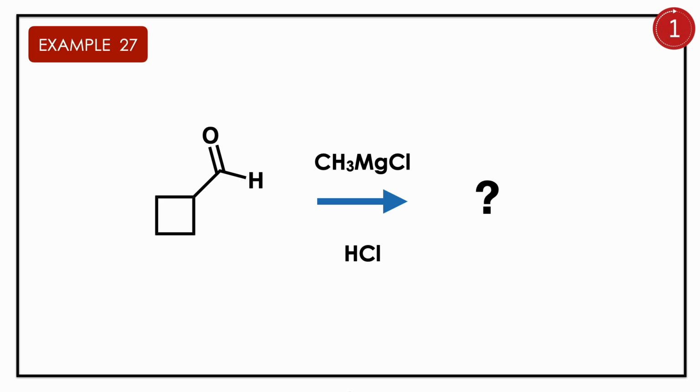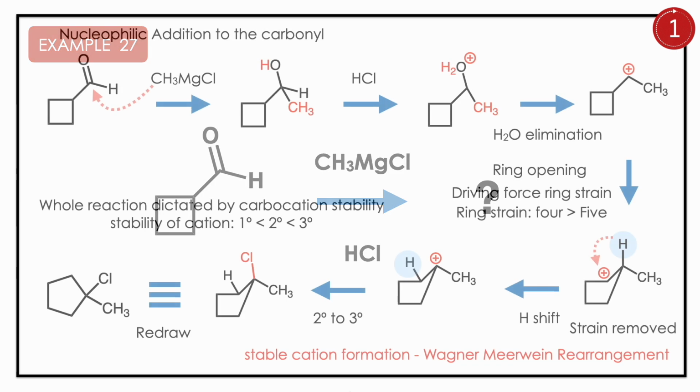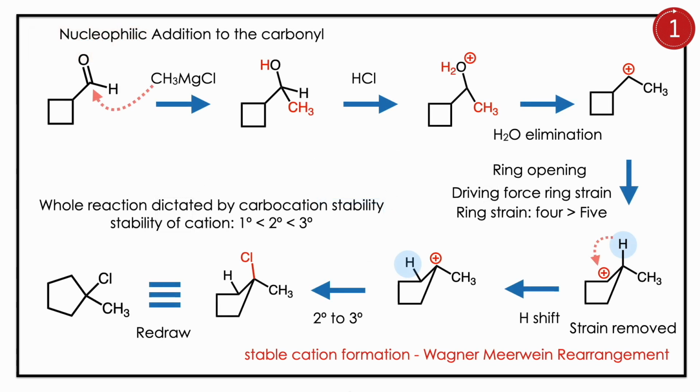Then the next example: you have cyclobutane. On the side chain you have a carbonyl group, with methyl magnesium chloride and hydrogen chloride. You should find what the final product will be. Here the starting material is a carbonyl. You are using methyl magnesium chloride, so nucleophilic addition happens. CH3 adds, you have OH, and you have HCl in the system. With OH and HCl, there are chances of Wagner-Meerwein. H2O eliminates, and you have cation formation.